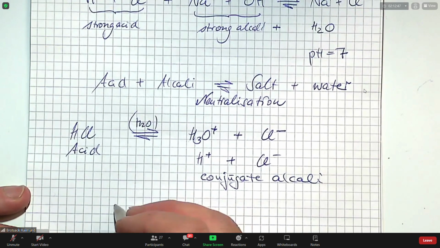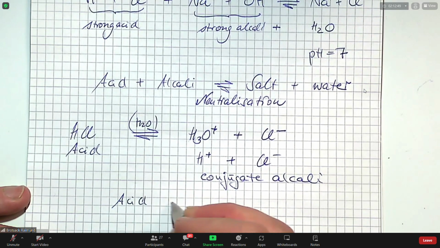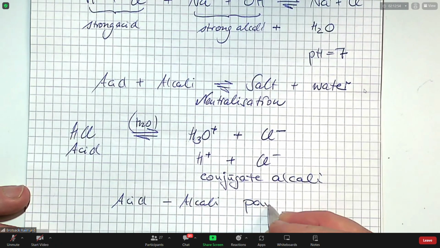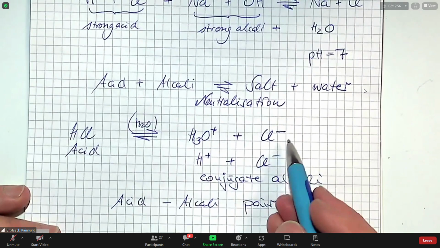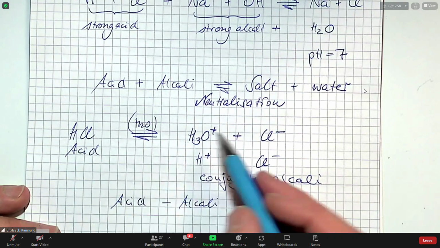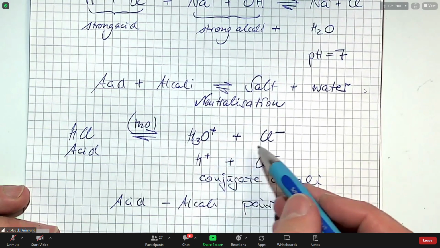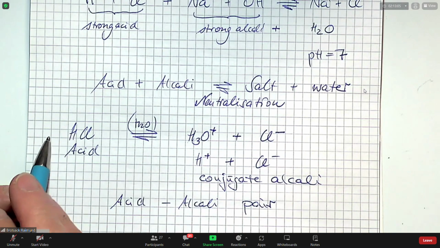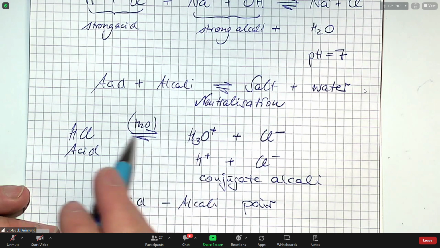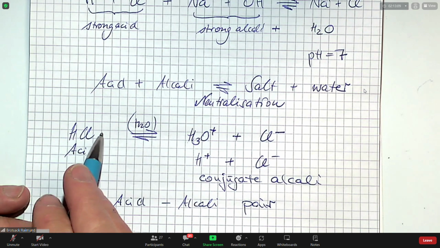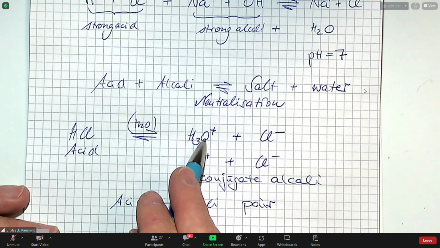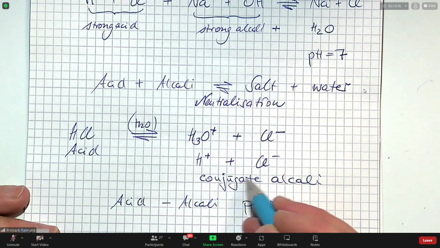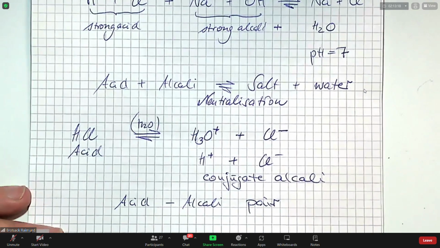So there is always an acid alkali pair. Because when we read it from the right to the left, it acts like an alkali. It is accepting the proton. When you read it from the left to the right, it is an acid. It's delivering a proton. So the Cl minus here is the conjugate alkali.